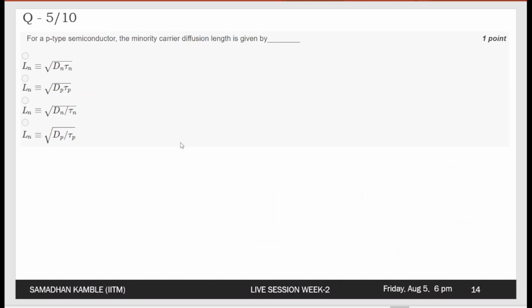So this is a problem that you can recall from our quick review. The question is, for a p-type semiconductor, the minority carrier diffusion length is given by... So the minority carrier diffusion length is asked for a p-type semiconductor.